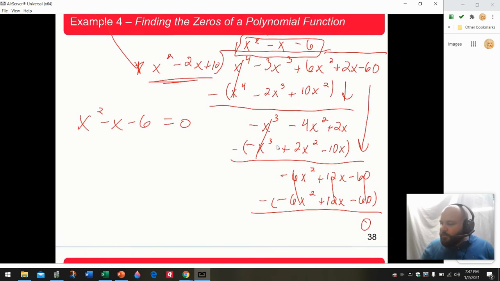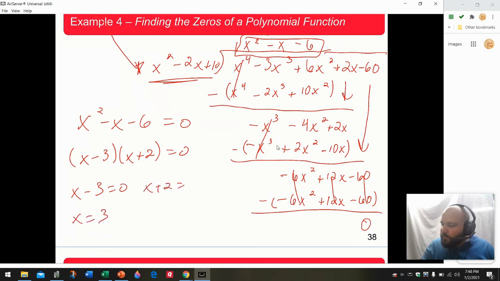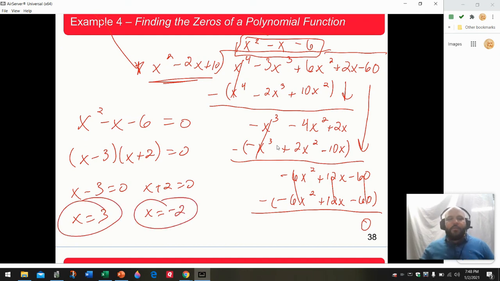So right here, you can see I can just straight up factor this, x minus 3, x plus 2, like that. So x minus 3 equals 0, x plus 2 equals 0, and there are the other two zeros. And they are real zeros, which means the graph will cross at 3 and negative 2.